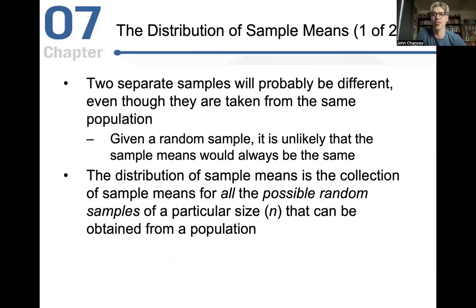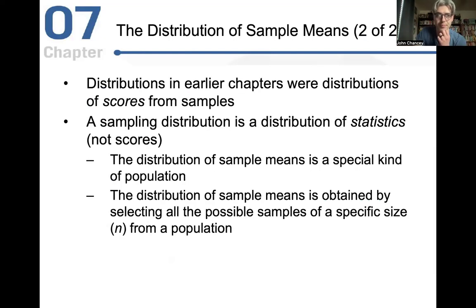The distribution of all sample means for all the possible random samples of a particular size, in this case lowercase n, can be obtained, and we're looking at, okay, if we get enough of these, they start to look normally distributed, kind of like that graph I showed you at the very beginning. Earlier, we were referring to distributions of scores from a sample. Now we're looking at a sampling distribution of statistics. So the sampling distribution of means.